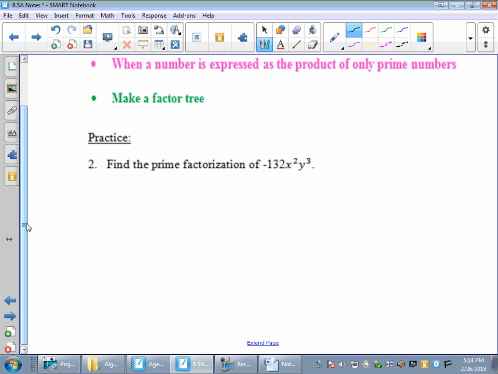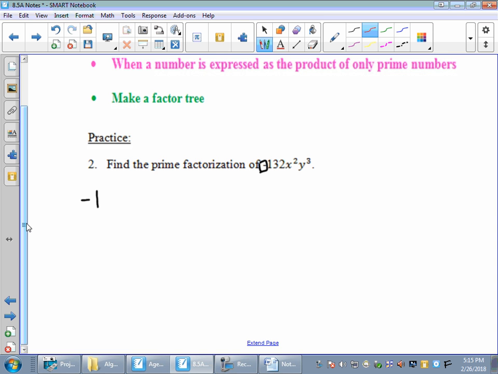So let's do an example. It says find the prime factorization of negative 132 x squared y cubed. Wow, that's a lot. Well, let's break it into smaller pieces. I see that I have a negative sign here. That negative sign tells me that my prime factorization is going to start with a negative 1.